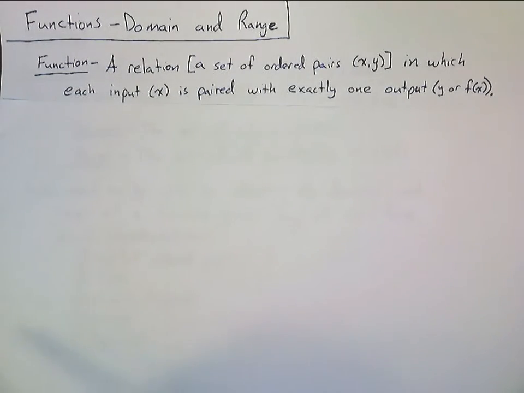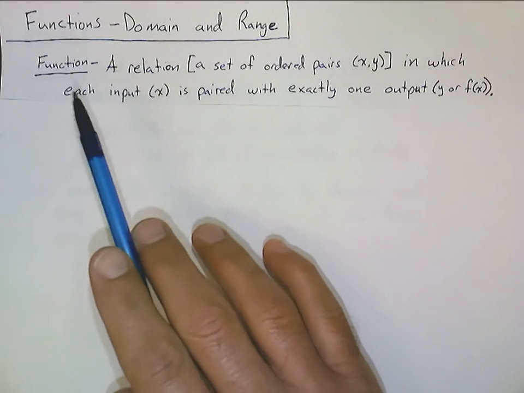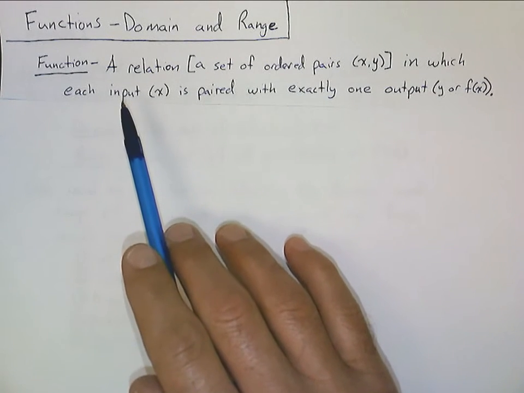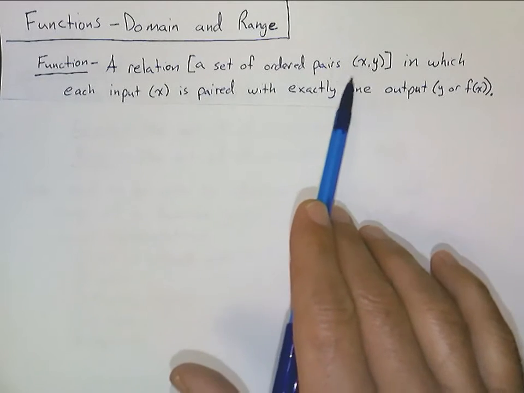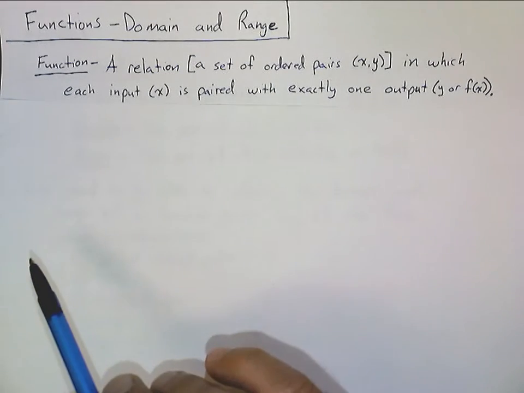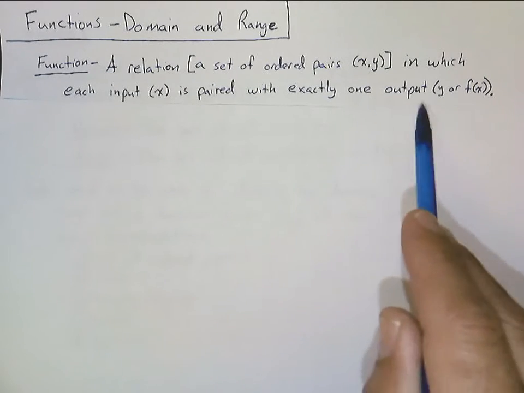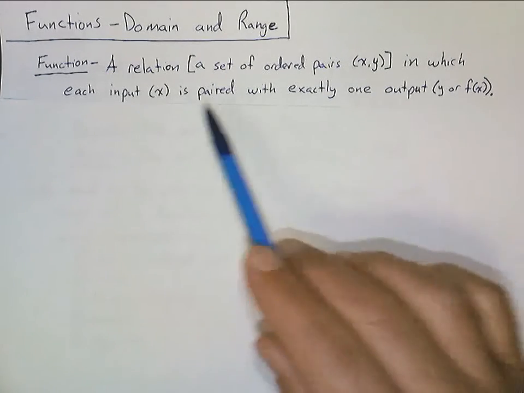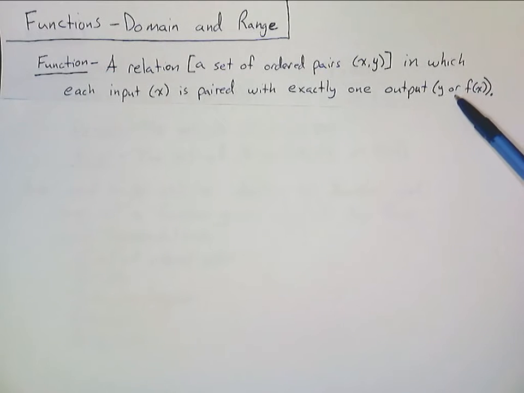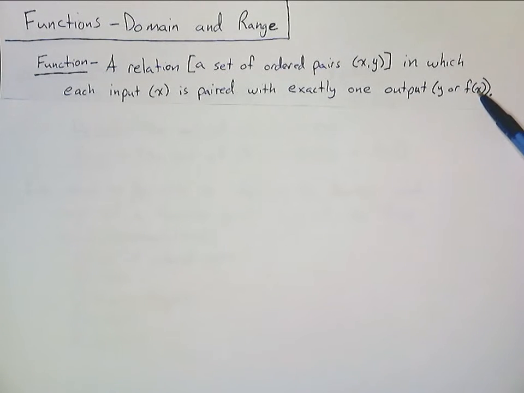Today we'll be talking about functions again, but this time specifically about the domain and the range of a given function. Just to review, a function we define to be a relation, meaning just a set of ordered pairs with an x-coordinate and a y-coordinate each, in which each input, meaning the x value, is paired with exactly one output. The inputs are x, the outputs are y, or if we're using function notation, f of x, if the function is named f, or g of x, whatever.